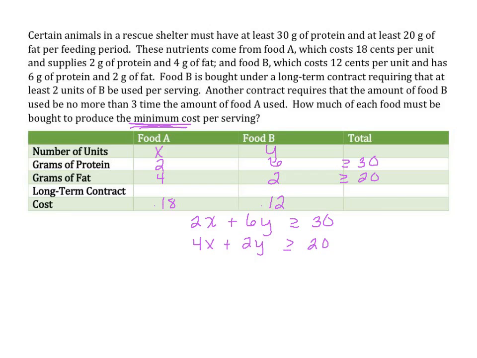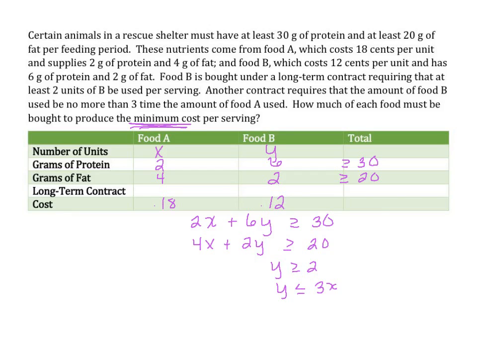And if we look at our service contract, it says food B is bought under a long-term contract requiring that at least 2 units of B be used per serving. So y has to be greater than or equal to 2. At the same time, food B can't be used more than 3 times the amount of food A. So it can't be any more than 3 times the amount of food A.